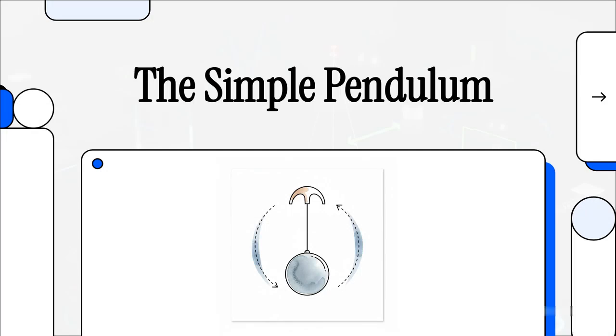Hey everyone, and welcome. Today, we're diving into something you've probably seen a million times, maybe in a clock or a science museum, the simple pendulum. Its swing seems so simple, right? But understanding it unlocks some really core principles of how things oscillate and move in a repeating pattern. So, let's break down the physics behind that predictable swing.